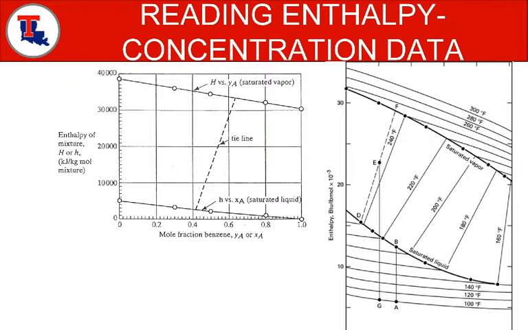So what you do is you plot mole fractions of the lighter component. In the case of benzene and toluene, benzene is the lighter component, right? The mole fractions can either be XA or YA, okay? I'll tell you why. It goes from 0 to 1.0. And on the y-axis, you plot the enthalpy of the mixture. It can be capital H or small h. That's interesting.